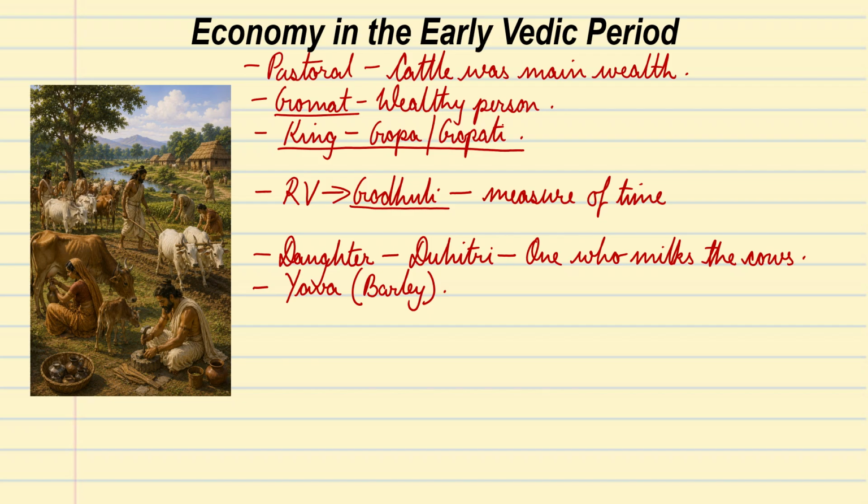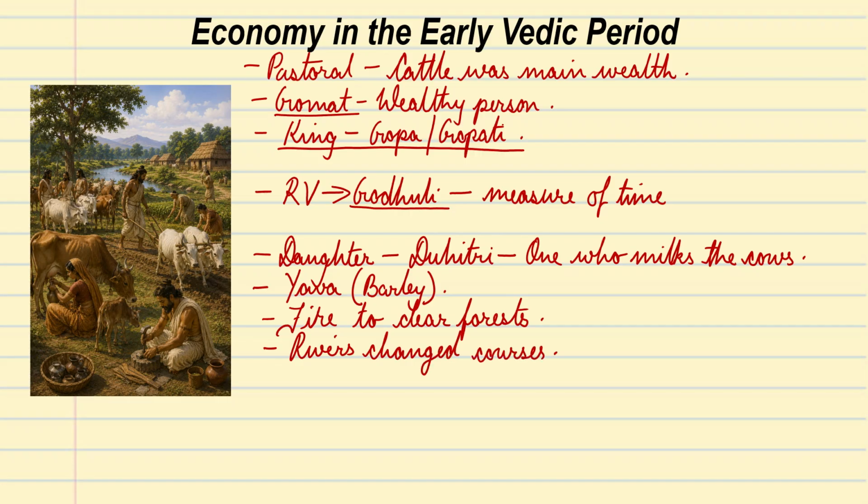So references are found to the use of fire to clear forests. Fire was used to clear forest, and we also find that rivers frequently changed their courses. The direction of water flow was subject to frequent change. Therefore, alluvial lands near the rivers could not be cultivated permanently.